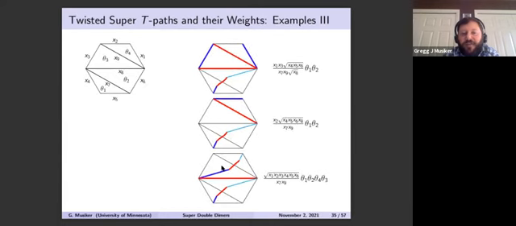I want to focus on this bottom one here, because this is the only example in this hexagon case where you have teleportation twice. And because of that, you actually get 4 mu invariants instead of just 2. So that's an example of the twisted super t-path expansion for this specific super lambda length. So we'd have the 9 elements involving these mu invariants, and then 5 others from the ordinary t-path point of view.